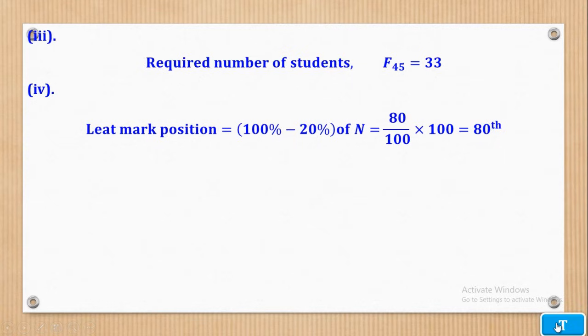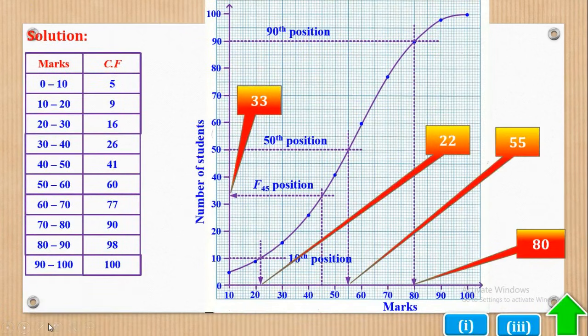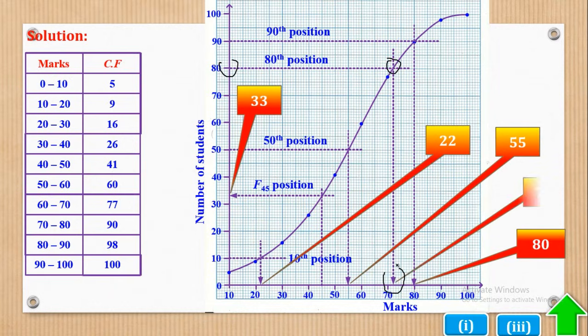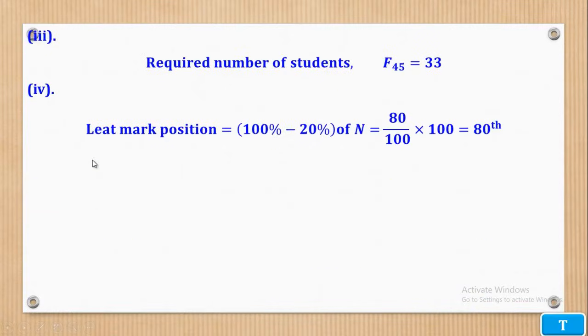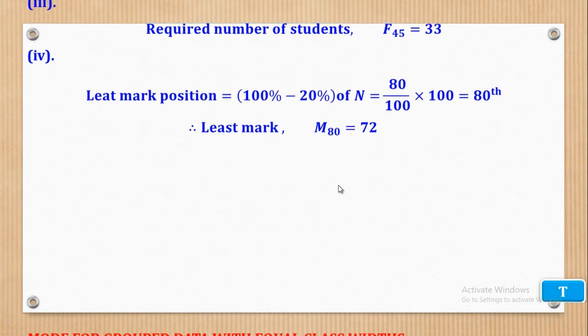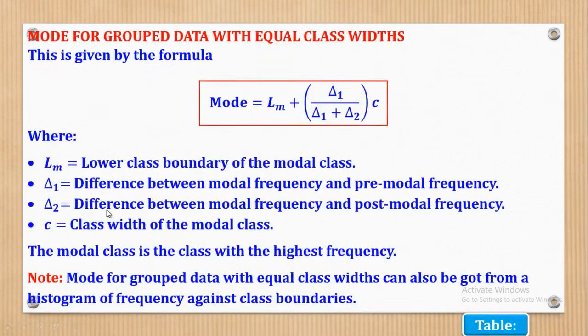Therefore, you go and look for your 80 on your OGIVE. Then take a horizontal line to meet the curve and drop a perpendicular to meet the horizontal axis. Then read off that value. It is 72. Therefore, you shall come here and say that the least mark is 72. Here, there was an S missing here, so you'll put it there. So that has been OGIVE.